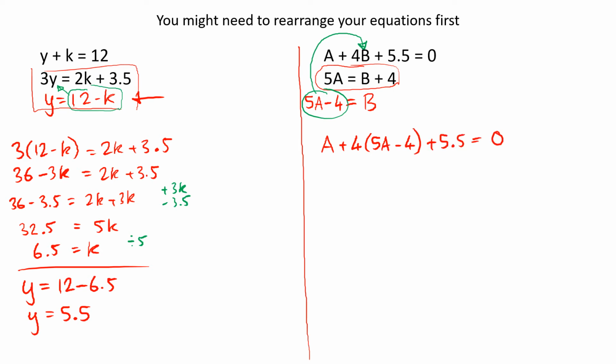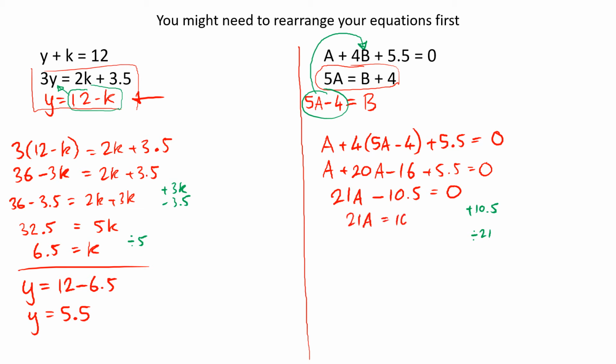And then it's the same as what we had before. It's a linear equation to solve, so we just need to expand that. That's 20a minus 16. Collect our terms together, 21a minus 10.5. And then, a little bit easier than the ones we've had, we're going to add the 10.5, and then divide by 21. So we're going to end up with 21a equals 10.5, and divide by 21. That's going to give us 0.5, or half if you're a fraction person.